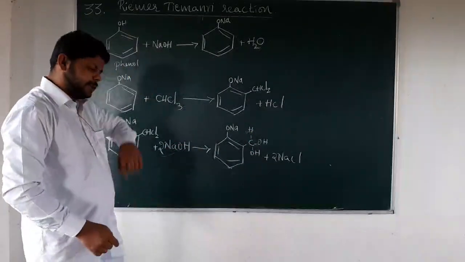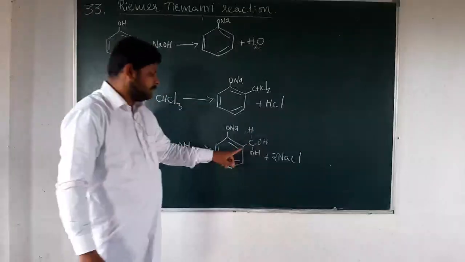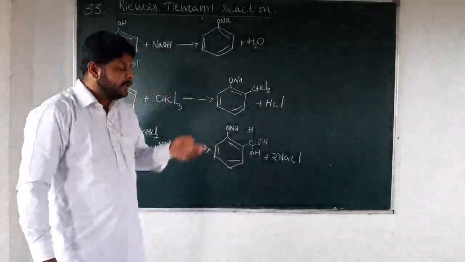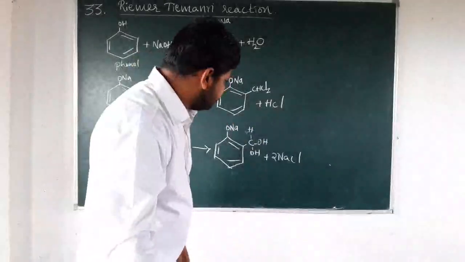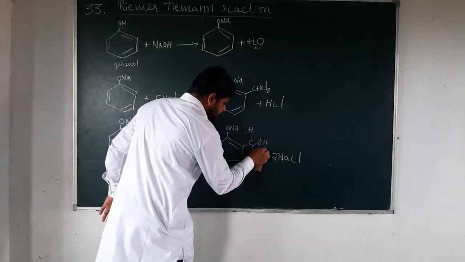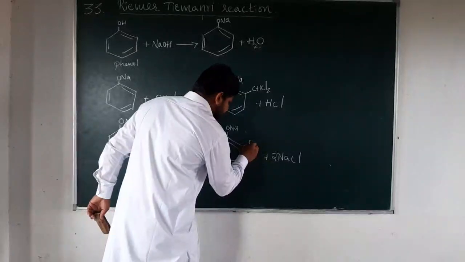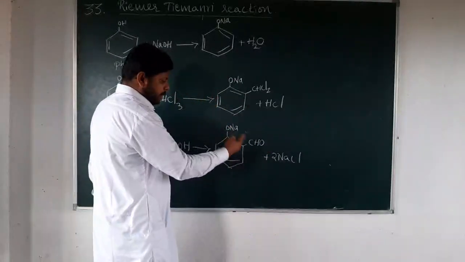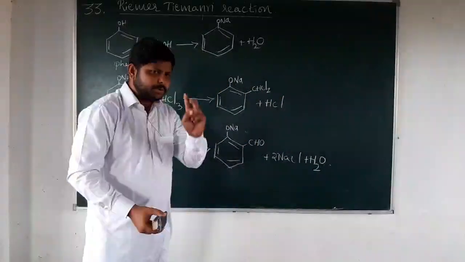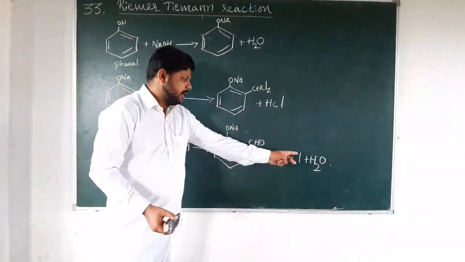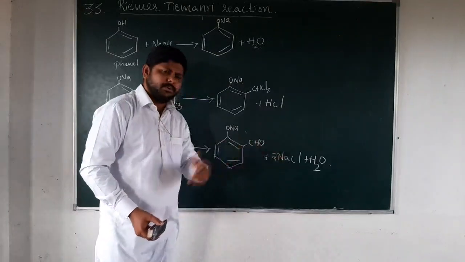I will skip one more step here. Directly I will write the reaction. Two OH groups cannot be attached to the same carbon atom. If attached, it is unstable. Water will be eliminated from here. So I will eliminate here only. Remaining is CHO, double bond O, plus H2O. When 2 OH is removed, that will be H2O. The remaining O is bonded with C, so it will be CHO, aldehyde group.